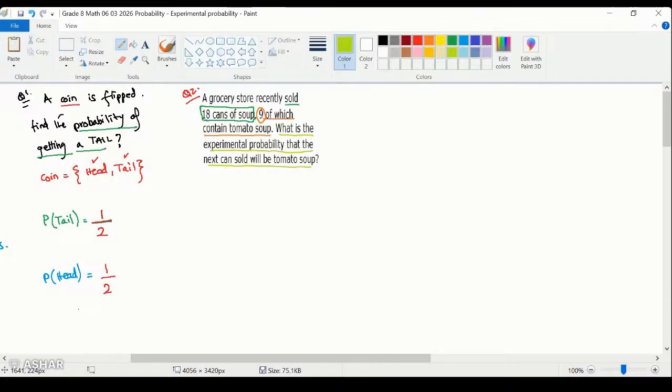So experimental probability is like probability. They're just using an additional word over here. That means we need to find the probability. What is the possibility? What is the chance that the next can, the 10th can that would be sold, will be a tomato soup as well, right? So what we do is we find the probability of tomato soup.